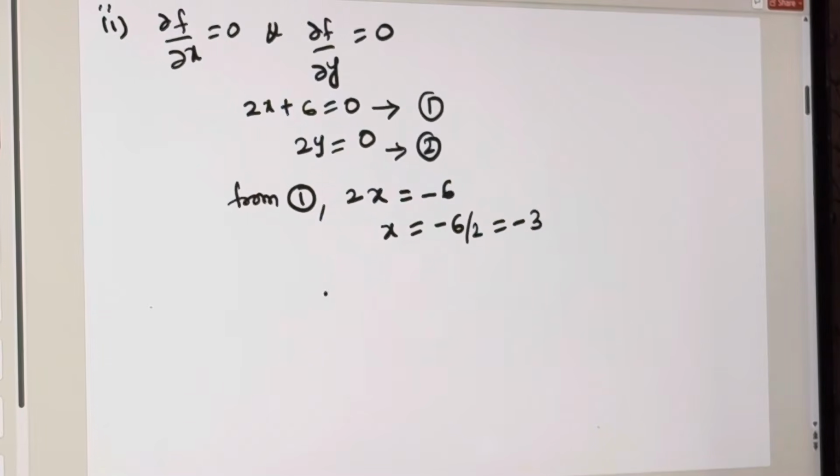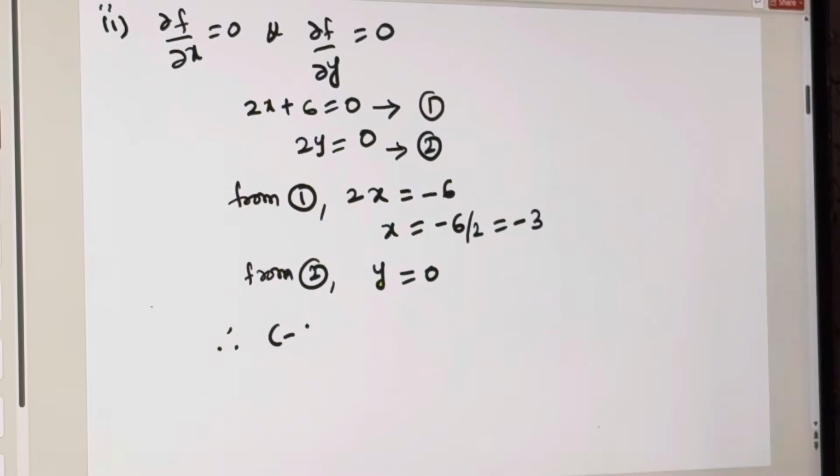Similarly second equation से आपको y की value मिलेगी. From the second equation what is the value of y? 2y is equal to 0 meaning y is equal to 0. Okay, so what is the stationary point? Therefore x is equal to minus 3, y is equal to 0 is the stationary point. Okay, step number 2 आपने solve कर लिया है.